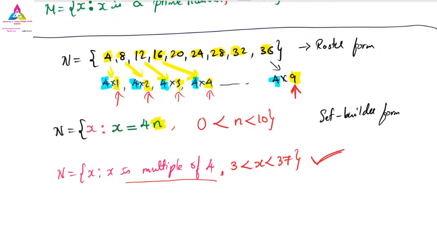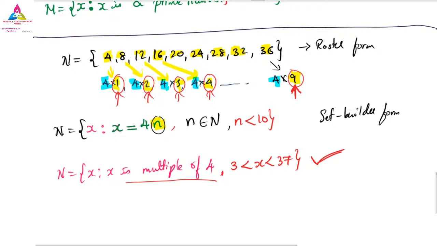Greater than 0 means 1. The n value is 1, 2, 3, 4 until 9. So all 9 numbers are there. Like this way you can write them. But sometimes we will write like this way, that is n belongs to capital N, the natural numbers.